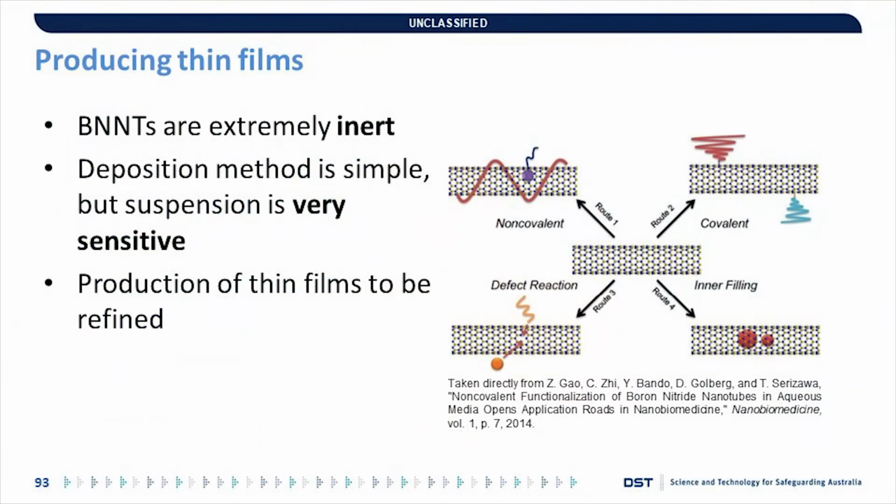The main challenge in this work stems from the fact that boron nitride nanotubes are extremely inert and stable suspensions are challenging to achieve. While the deposition method is simple, the suspensions are very sensitive to contaminants. The majority of my work involves the creation and refinement of standard methods in creating stable suspensions and consistent thin films.